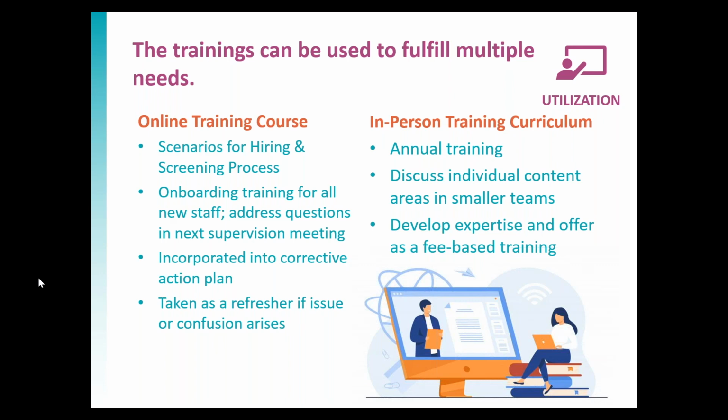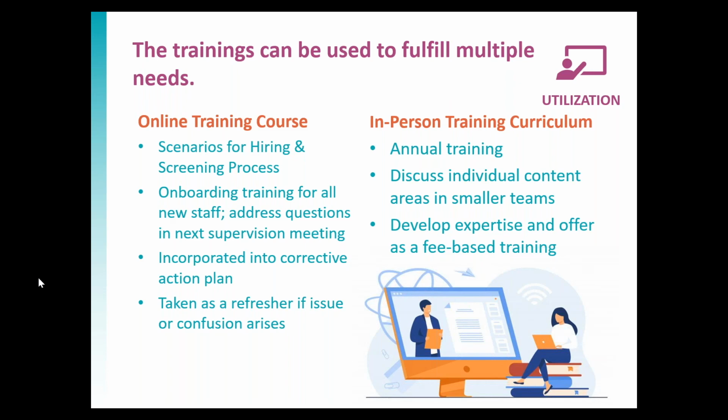If there's ever a corrective action plan, there are some folks on from the licensing division, and often when those things happen or a supervisor wants staff to better understand the law or to implement the best practices, these trainings can be used as a refresher or if confusion has arisen. That can often happen as laws change over time. So this is really here to support you, and that online training, again, is flexible, as Simone mentioned.